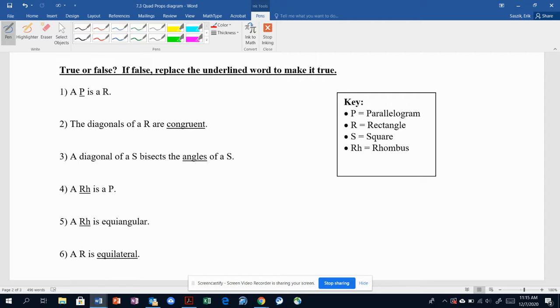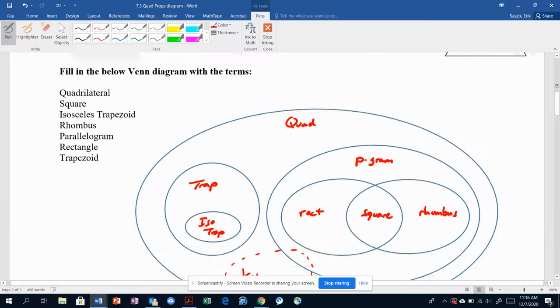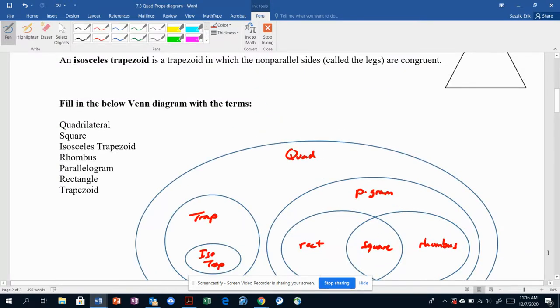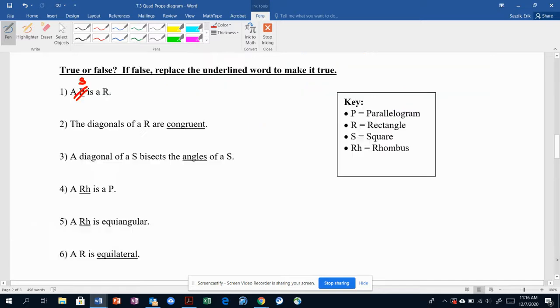For example, this says a parallelogram is a rectangle. That's not true. That's false. And you could replace it to make it true: all squares are rectangles. Notice how the square was completely embedded within the rectangle oval. All squares are rectangles, but not all rectangles are squares, okay? A parallelogram could be a rectangle, but doesn't have to be a rectangle. But a square has to be a rectangle. So this one was false, and we fixed it.